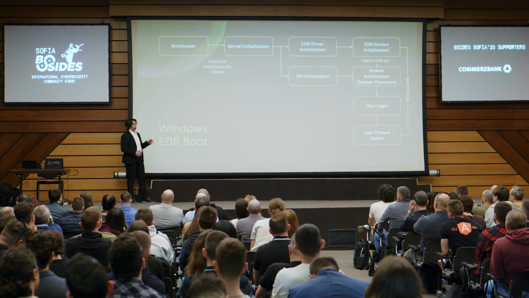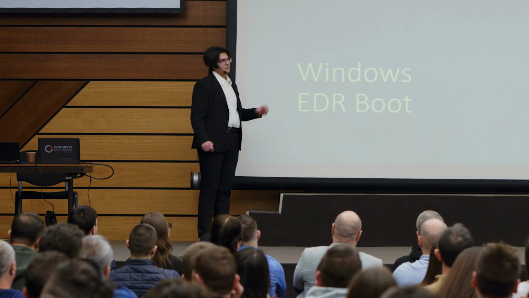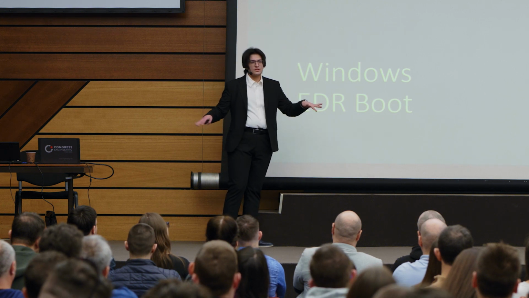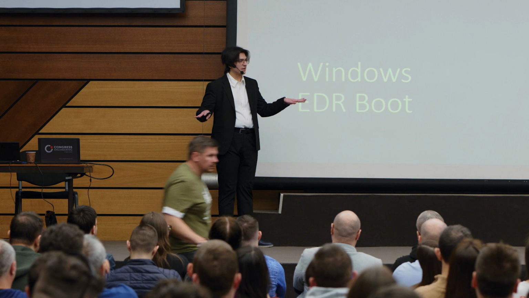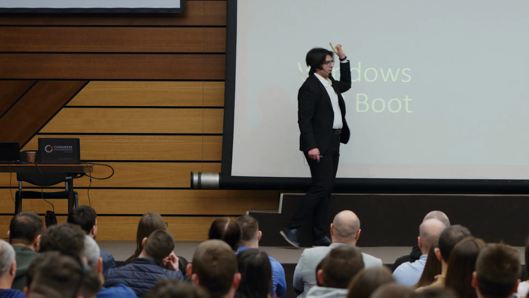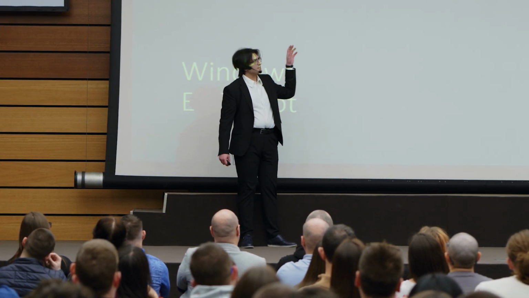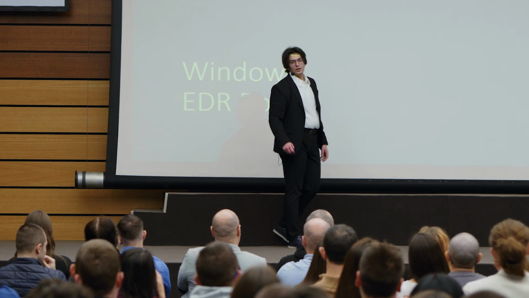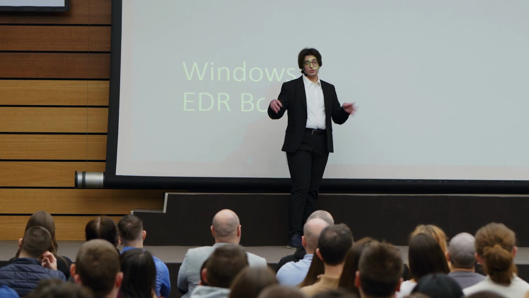Let's see how we are able to boot a Windows system with an EDR attached. First things first, we have the bootloader. No OS there, we don't know what an EDR is, we don't have Windows, we don't have Linux, we don't have anything. It's basically the base bootloader. Then, we have the bootloader fetching the init function for the kernel initialization. And indeed, we have the kernel initialization process for, let's say, Windows, because this talk focuses only on Windows EDR evasion.